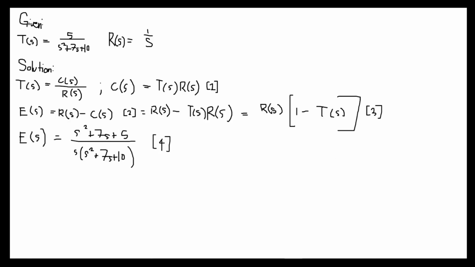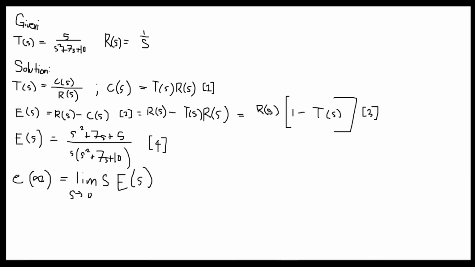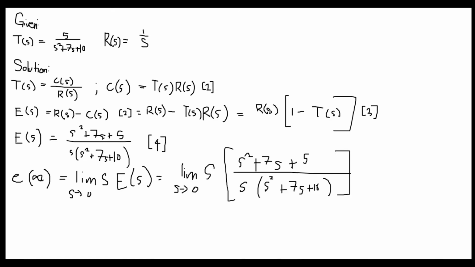If we substitute the transfer function and the input into equation 3, we get s squared plus 7s plus 5 over s multiplied by the quantity of s squared plus 7s plus 10, which we will call equation 4. We then use the final value theorem to find the error, which is the limit of s multiplied by E of s as s approaches 0. If we substitute equation 4, we get this.